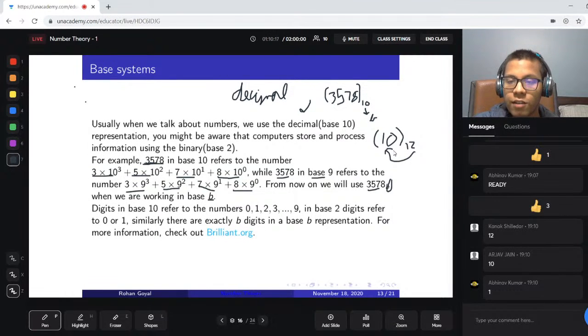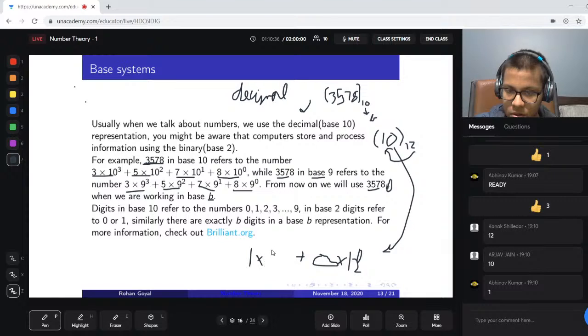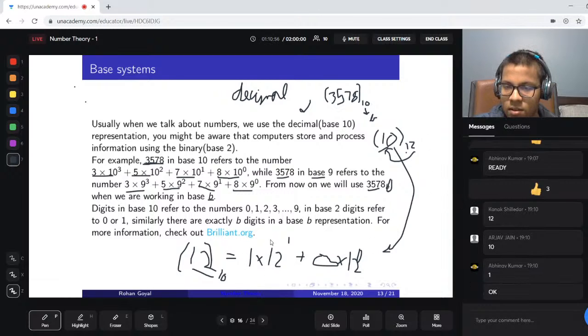What does 10 in base 12 mean in the decimal system? This is equal to 0 into 12 to the 0 plus 1 into 12 to the 1, which is 12. So 10 in base 12 is equal to 12 in base 10. Okay, great. So that's what base system basically means.